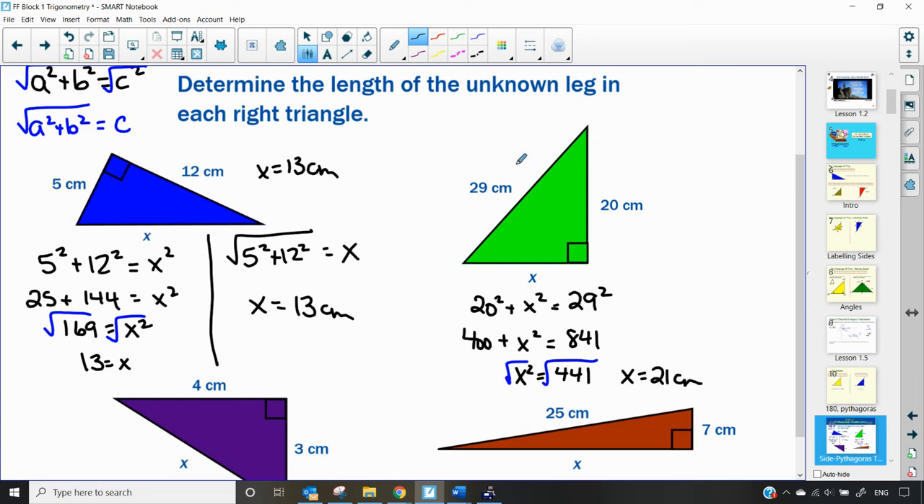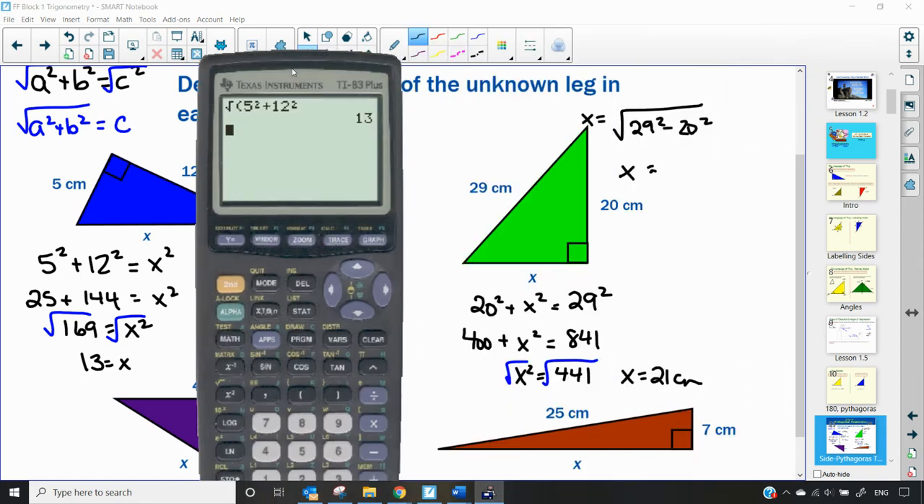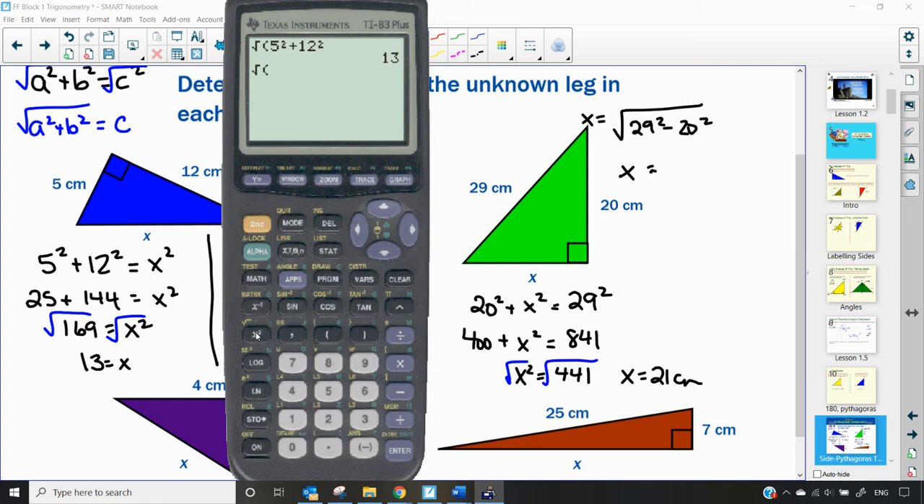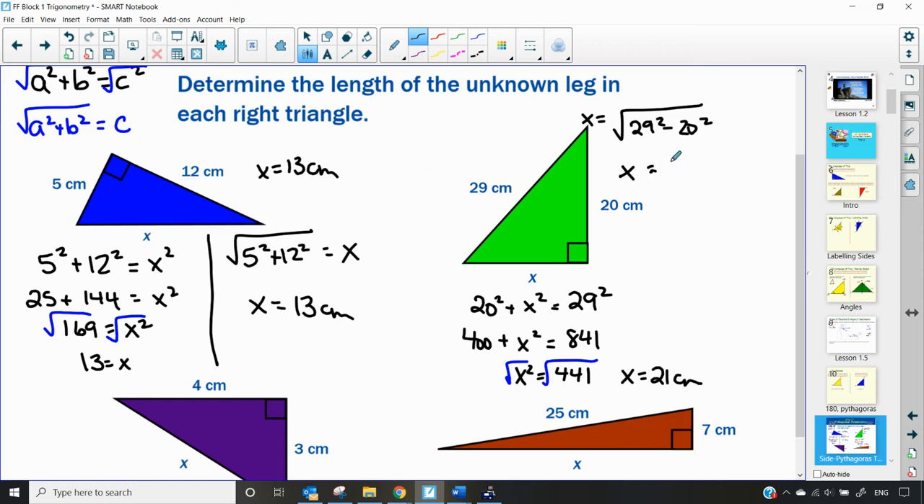Now, using the other method, remembering if I have hypotenuse and a short side, I'm going to be subtracting. I would write it this way. X equals the square root of 29 squared minus 20 squared. And again, doing that on my calculator, I'm going to have square root 29 squared minus 20 squared gives me 21. All right, so I'd have x equals 21 centimeters.